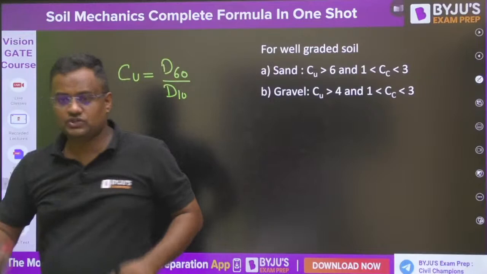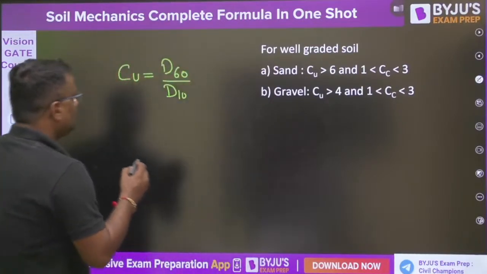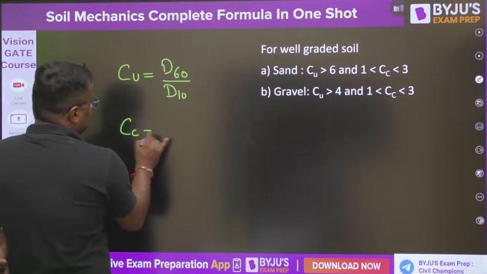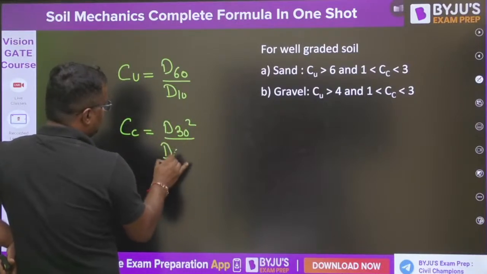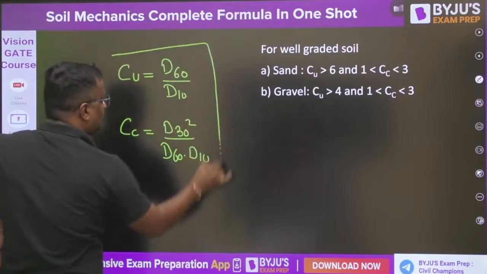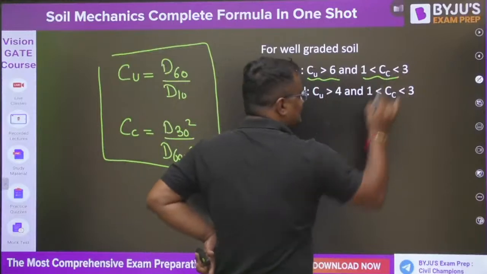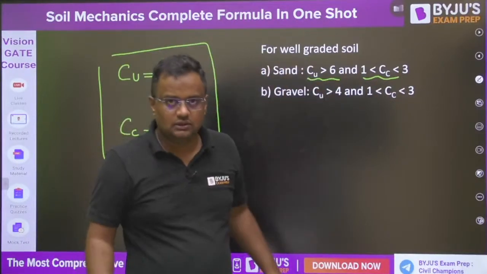So CU, coefficient of uniformity, is equal to D60 by D10. Okay. And CC, that is coefficient of curvature, is D30 square by D60 into D10. Now for well graded soil, for sand, if CU is greater than the required value and CC is in this range, both should be happening.